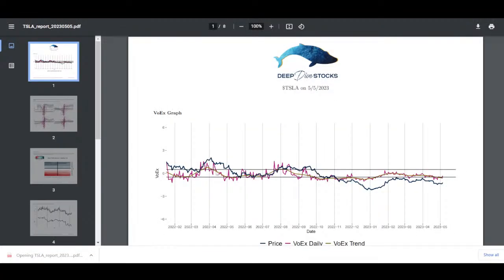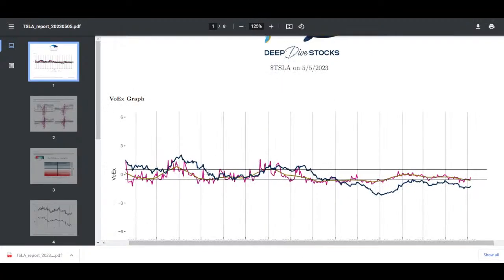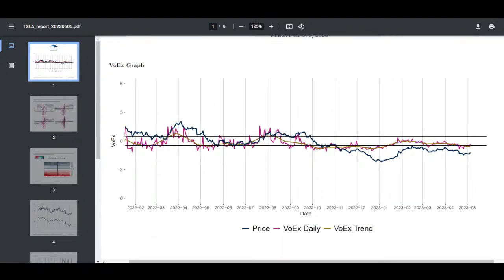So VOX is this pink line. We'll zoom in a bit to make it a little more clear. Now, basically, this is how it works. VOX here, the middle is stability. So if VOX is moving in the stability zone, anytime VOX is in stability, which is in between these two black lines, that's really a bullish finding.